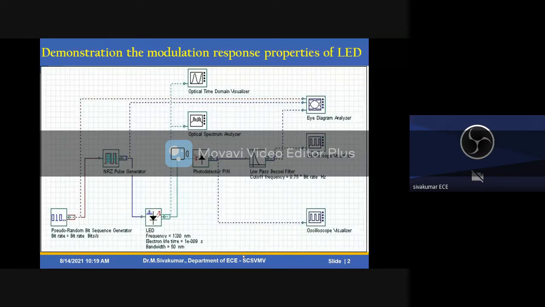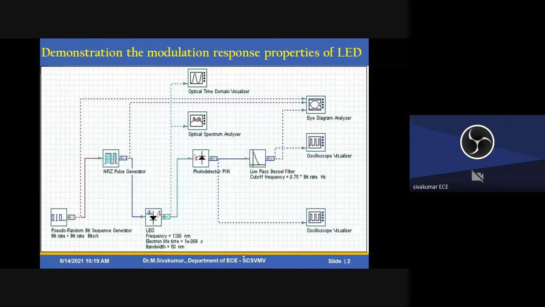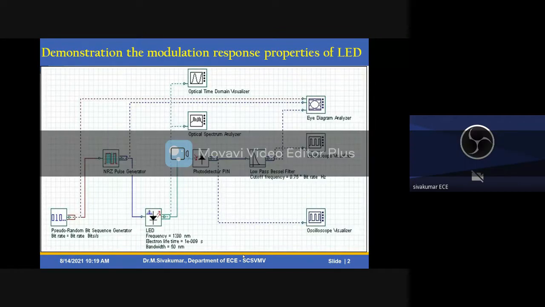What is the oscilloscope viewer? It shows the eye diagram analyzer and optical time domain visualizer, and you also see the spectrum of this LED optical spectrum with the use of the optical spectrum analyzer component. Then the next one, the important one, the eye diagram analyzer. With this we need to analyze the modulation response properties. The eye diagram analyzer is the important one.